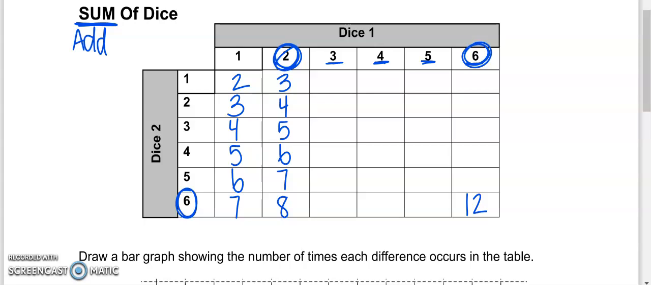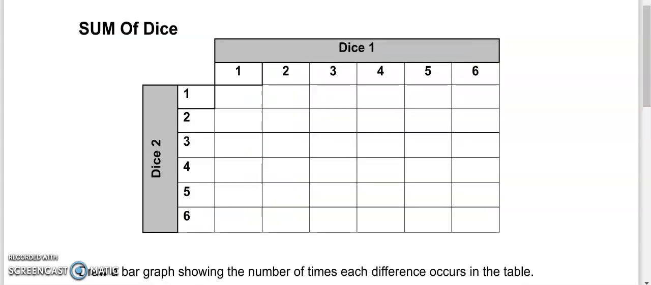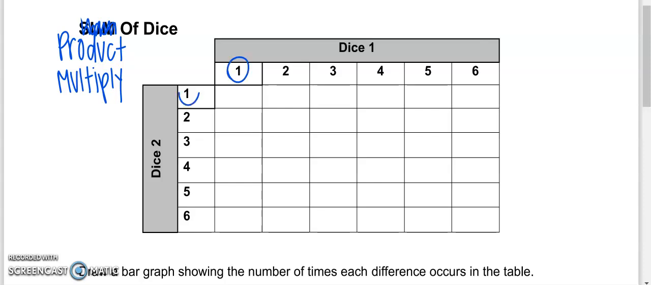You can do this also with any other mathematical situation. So let's say, for instance, instead of the sum, let's change it to the product. Product means you multiply. So we could take this same thing as the product of the dice and multiply. Again, 1 and 1, 1 times 1 gives us 1. But then what if we had 1 times 2?